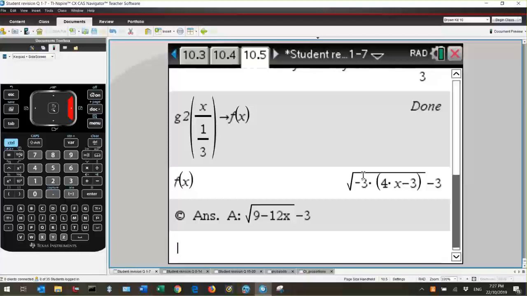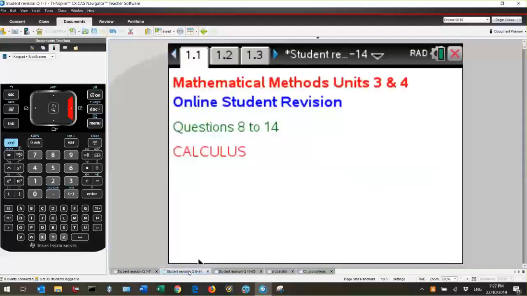Okay, so that's the end of the first set. Next set of questions, which involve calculus. Now, I apologise for going through this quickly, but I want to get through all the questions in the hour.